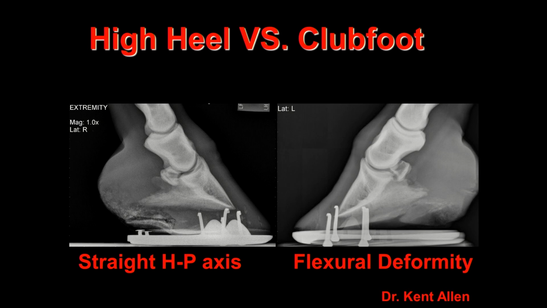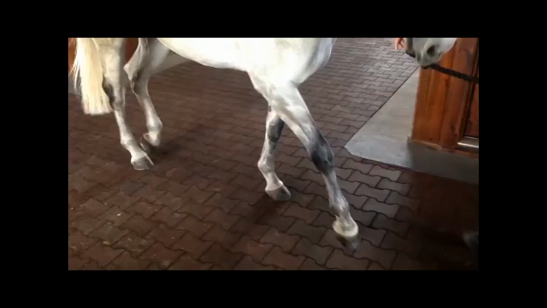Okay? And you'll see that the one on the left has a straight hoof pastern axis. And the one on the right has a flexural deformity, broken forward. The one on the right is a club foot. Okay?